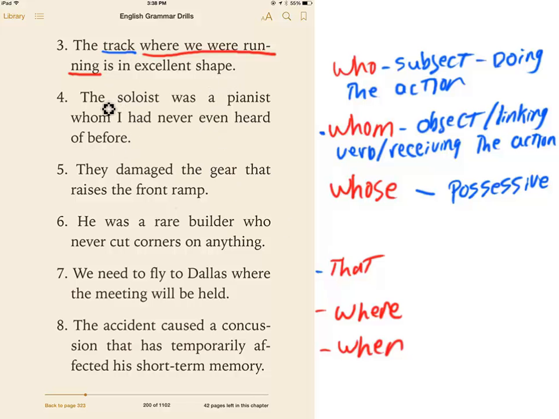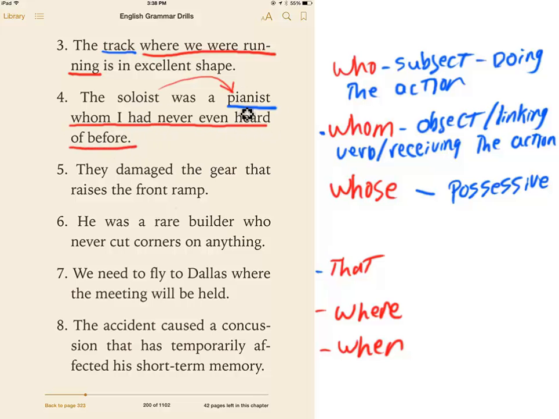Okay, it's a place. The soloist was a pianist whom I had never even heard of before. Well, this is renamed several times actually. The soloist is renamed with the pianist, so I know that the pianist, or the person that plays the piano, is the soloist, but then the pianist is also described further, whom I had never seen before. So this is the relative pronoun, pianist, the antecedent. The relative pronoun is whom I have never heard of before.